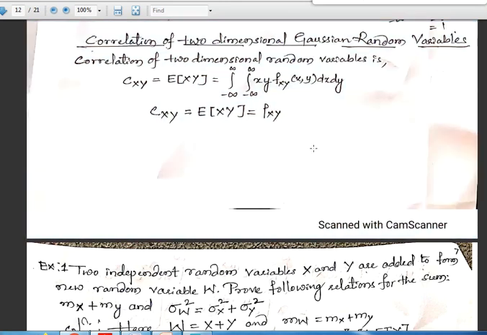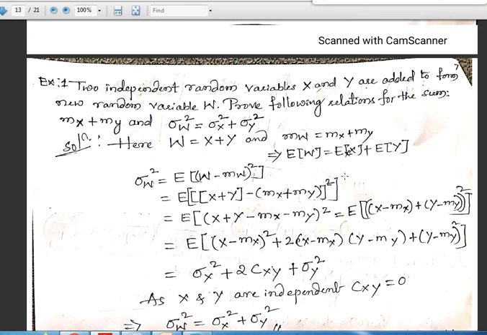So let's solve a problem in relation to this. Two independent random variables X and Y are added to form a new random variable W. Prove the following relations for the sum: m_W = m_X + m_Y, and the variance of W, σ_W², is equal to the sum of the variances of X and Y.